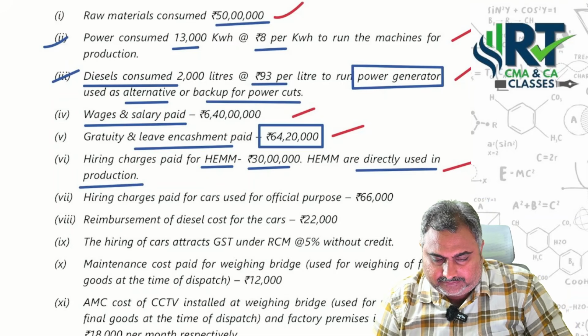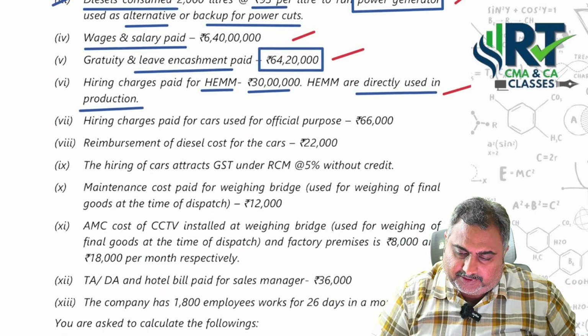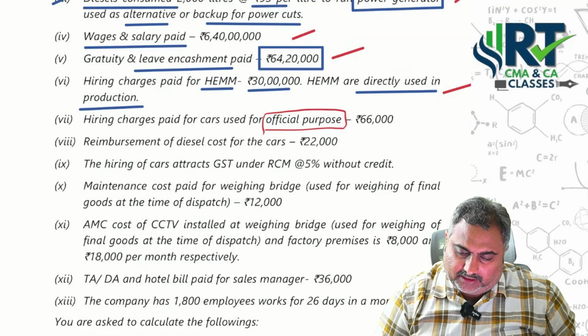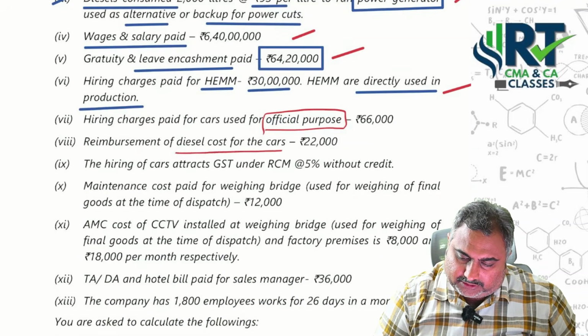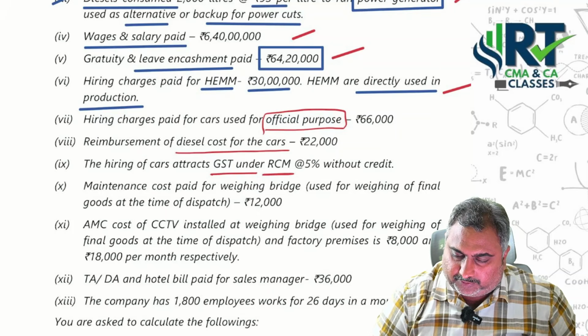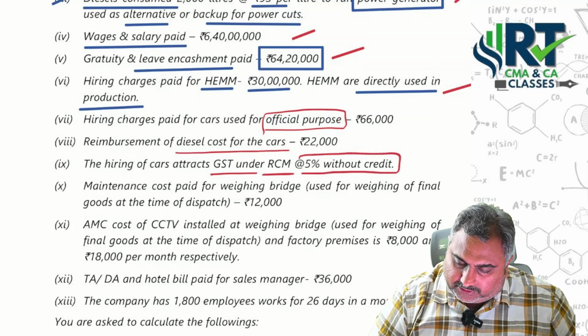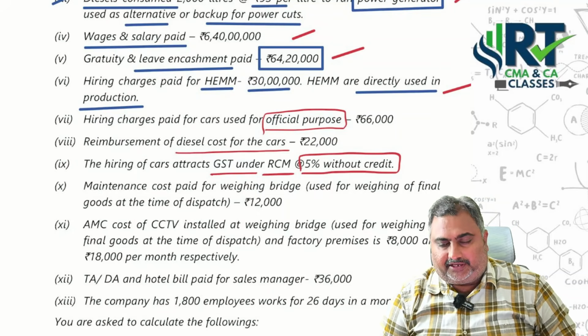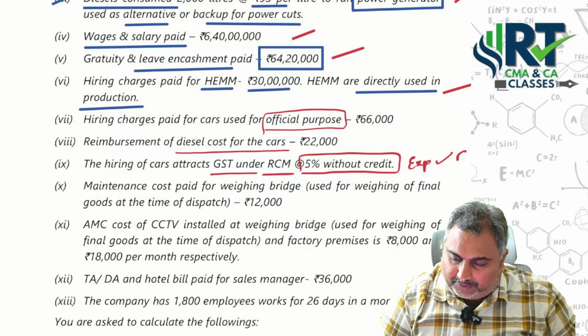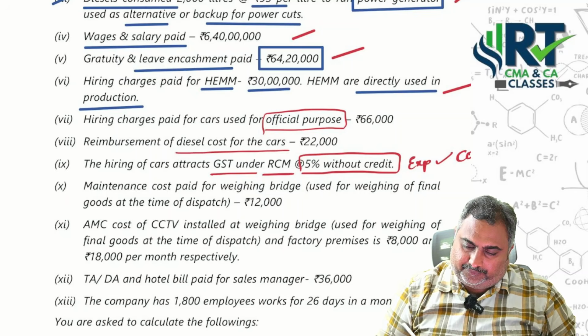Next, hire charges paid for cars used for office purposes only. Reimbursement of diesel cost for the cars. Hire charges for cars attract GST under reimbursement cost method point of view, 5% without credit. That means they are not giving any credit. So this expense also should form part of your cost point of view.